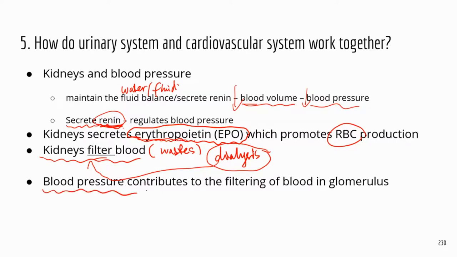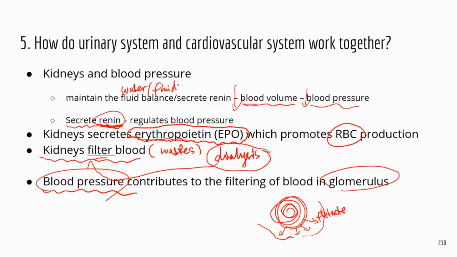Now, on the other hand, blood pressure contributes to the filtering of blood in the glomerulus. We touched on this just a little bit. Remember, the glomerulus is like a ball of blood vessels, right? And there is some space, the capsule right there. The filtrate is going to come out into the capsule, and that's what we call the filtrate. So what pushes things out of the blood? That's the pressure, the blood pressure. So think of a balloon.